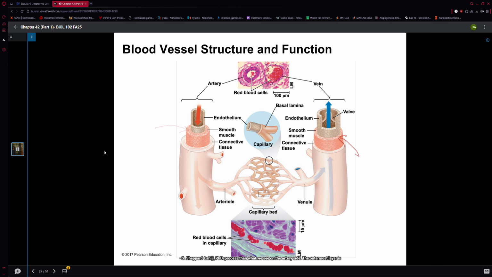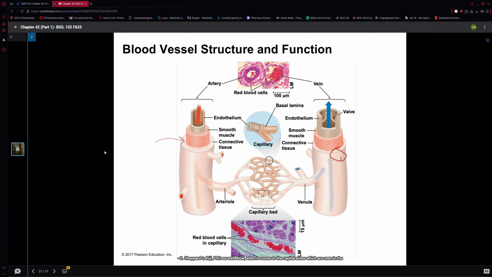The outermost layer is composed of connective tissue, and the connective tissue helps to support the blood vessels and prevents them from overstretching. And it's much more likely that overstretching will take place within an artery, just due to the amount of pressure that it needs to deal with as compared to the vein. So we can see there's a difference with respect to connective tissue as well.